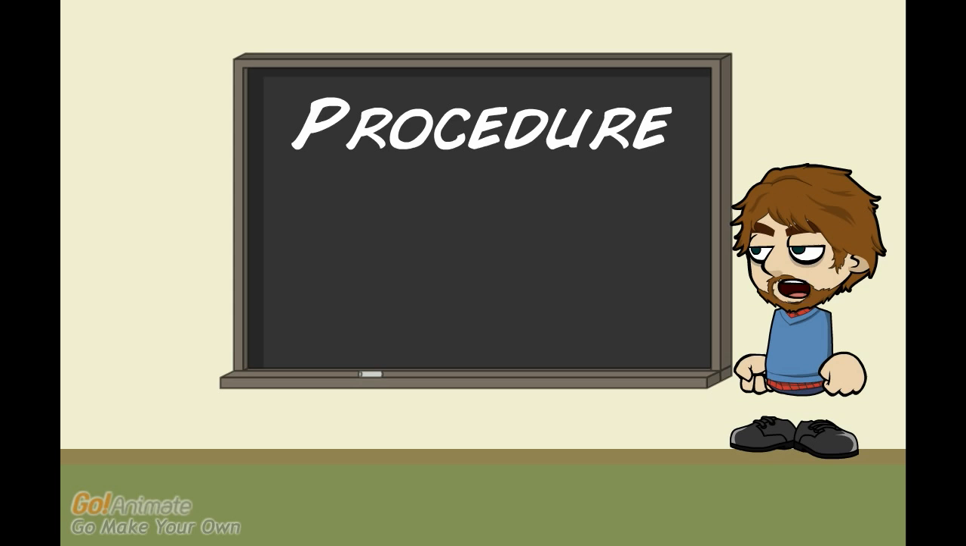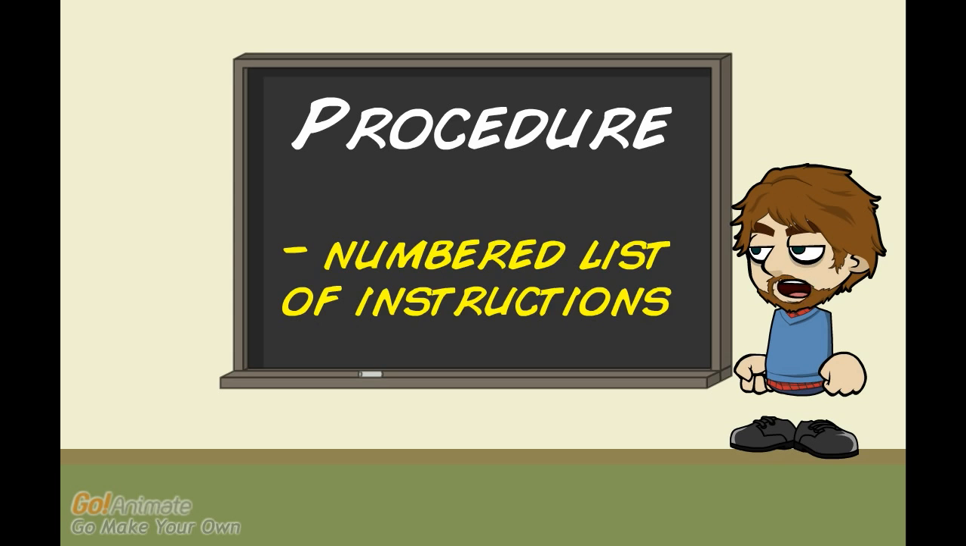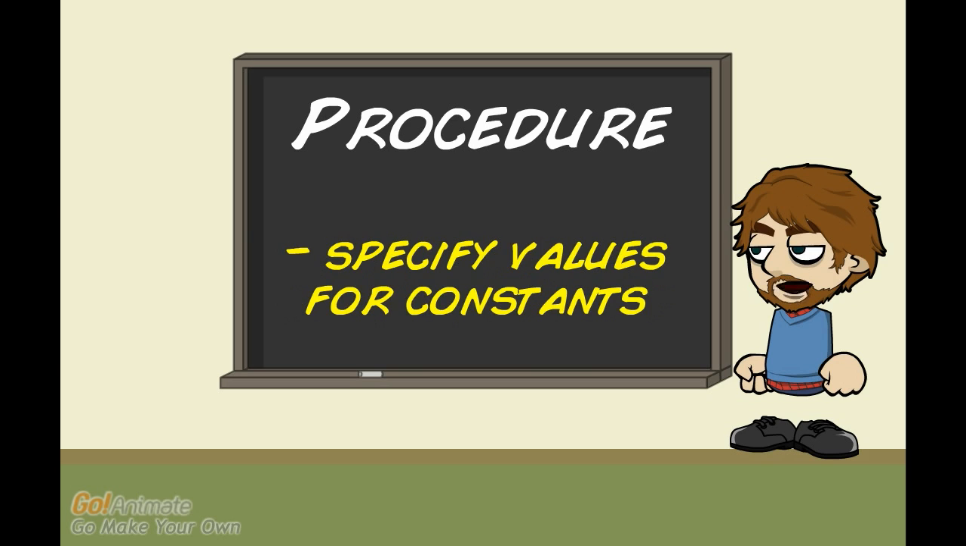Now that you have your data, you can write a procedure for how to collect it. The procedure you write is a numbered list of instructions. It tells how to collect your data and should be specific to your experiment. The procedure should state the values for all constants in the experiment.